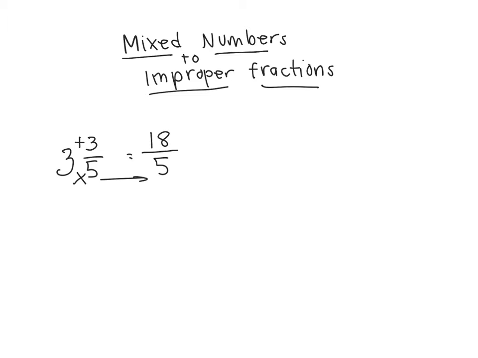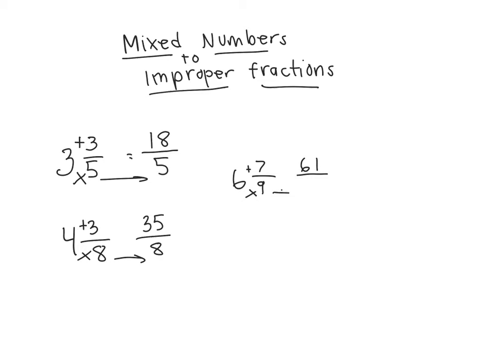So let's try another one. 4 and 3/8. Remember, we multiply and then add. 4 times 8 is 32, plus 3 is 35, so it would be 35 over 8 because the bottom stays the same. All right, and here's another one. 6 and 7/9. So 6 times 9 is 54, and 54 plus 7 is 61, and then the bottom stays the same, so that would be over 9.